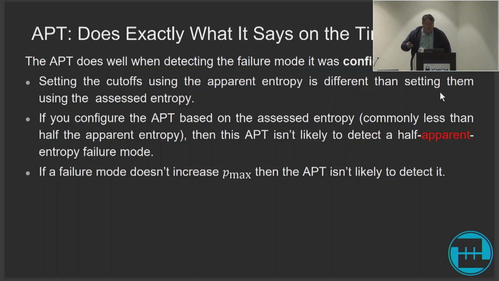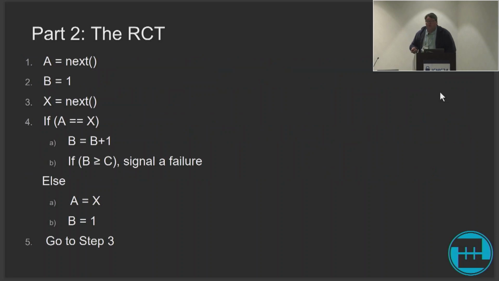Okay. So next, wandering off to the RCT. And again, I'm not going to dwell on this. I'm assuming you're pretty comfortable with this already. Essentially what we've got is we read something and then we check to see if it's equal to the next symbol. Wash, rinse, repeat. So if you read through this, that's essentially what it says. You're looking for runs of a particular symbol.